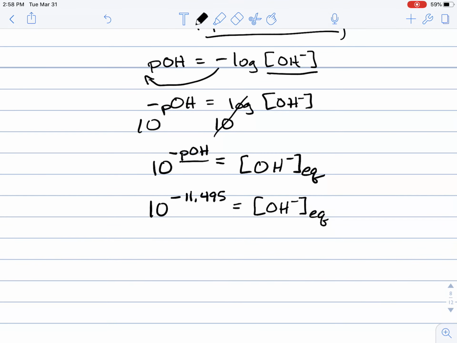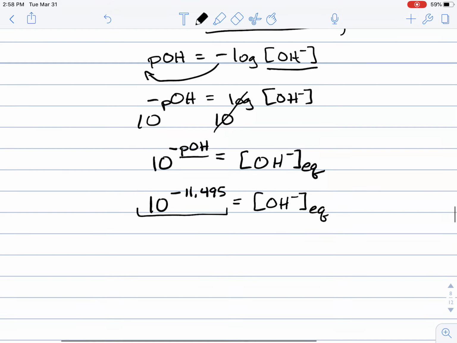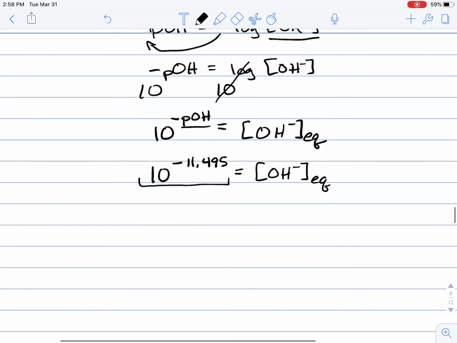You can plug this into your calculator. Take the base 10, so second log, and then type in negative 11.495. You should get an answer of 3.19615, and I'm sure there are some other digits after, times 10 to the negative 12. That's going to give you the concentration of OH minus.